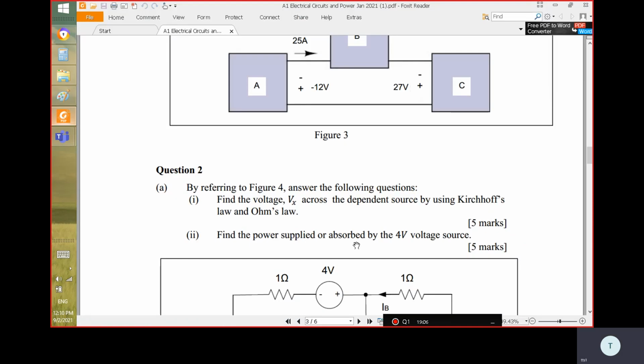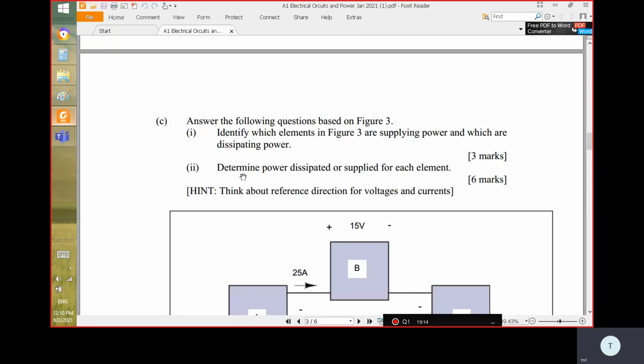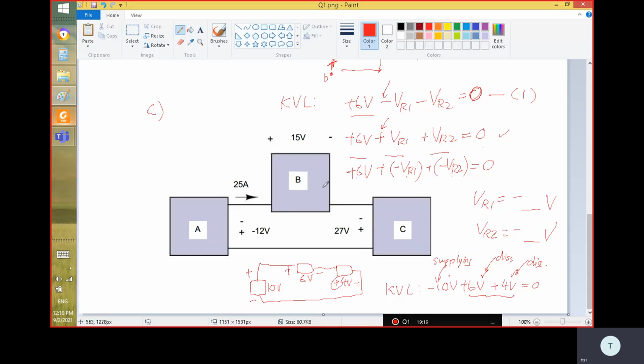To calculate the power supplied or absorbed by the 4 volt source here, wait. We are jumping to the question 2. Determine the power dissipation for each element. So we have 3 elements here, and then we know that there's only one current flowing through, because here there's only one loop, only one current loop, which is a 25 ampere. And then you know that the power of A is equal to V times I only, right? Very simple. Take the voltage multiplied by the current.